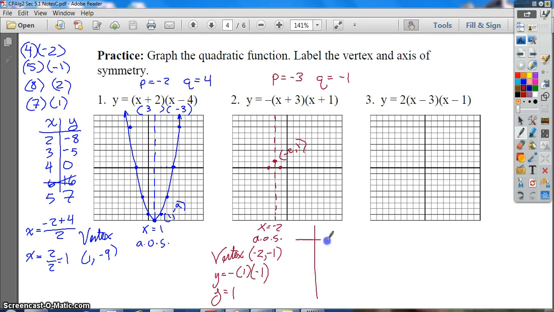T-chart. Okay, let's put 0, 1, 2 in. If you want to do 3, you can. If I put 0 in, I'm basically taking negative times 3 plus and times 1. 3 times 1 is 3, so 0, -3.